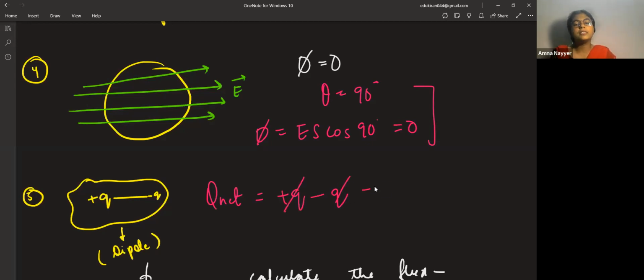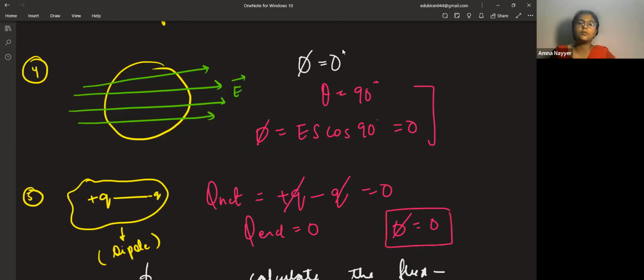They will always be zero. If your Q enclosed is zero, always your flux will be zero. So flux will be zero always in these two cases. There are no exceptions in these.